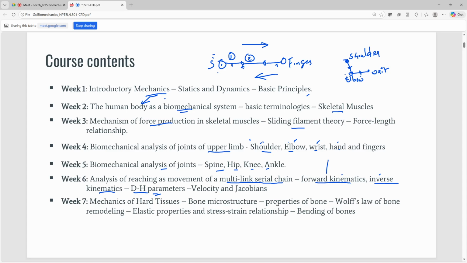Why does the bone behave in this particular manner? Because every biological tissue or every material has its own properties that are well suited for its function. So week 7 discusses much deeper the microstructure of the bone, why that particular property of bone exists, and what are the advantages and disadvantages of that particular composition. All those things are discussed in week 7 lectures.